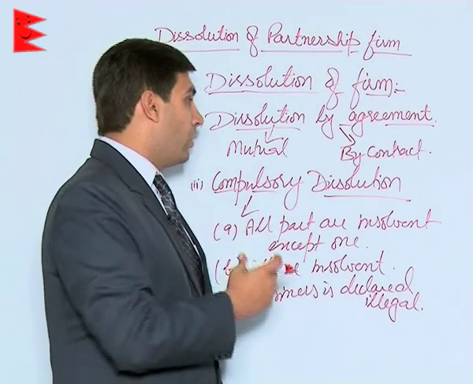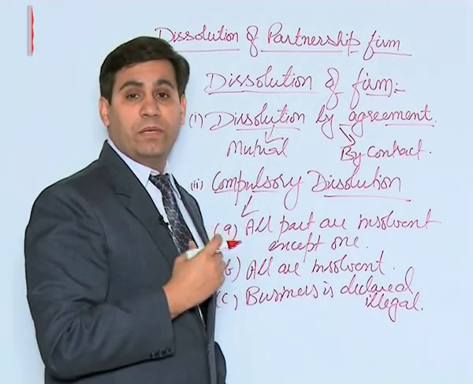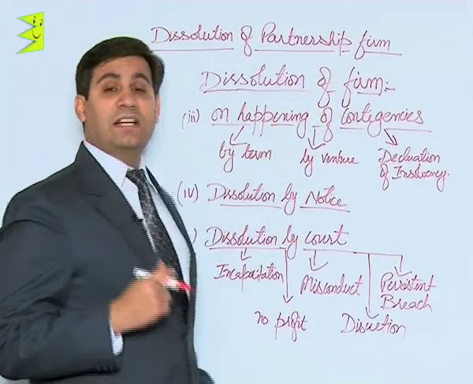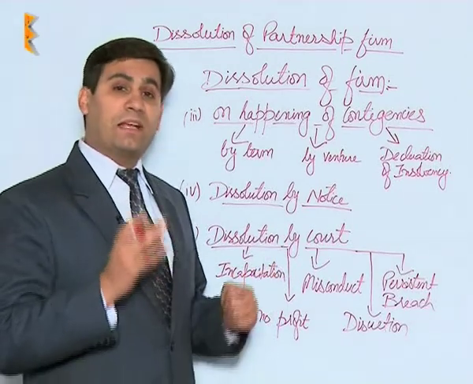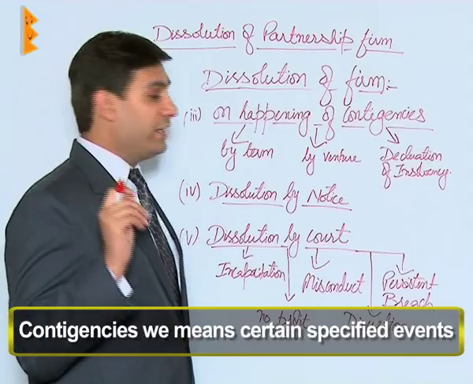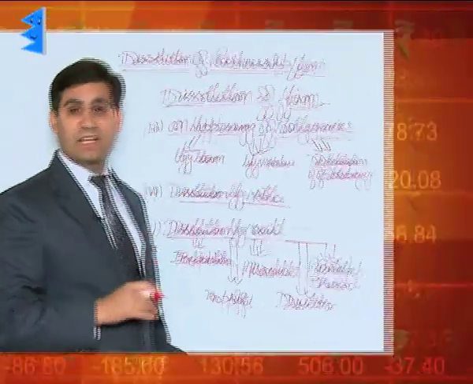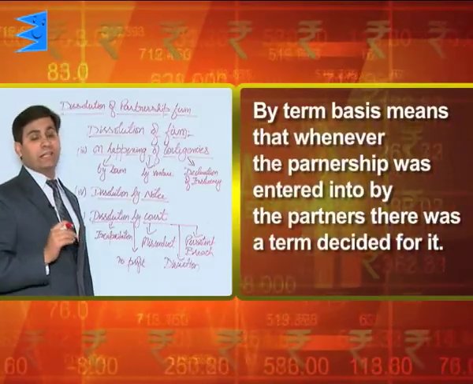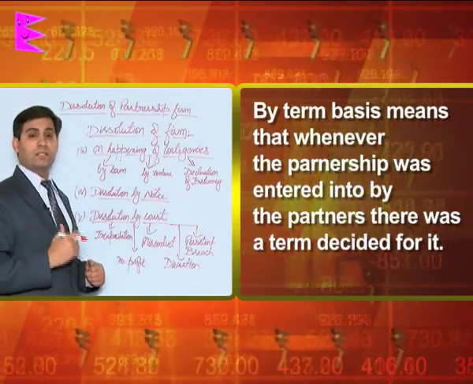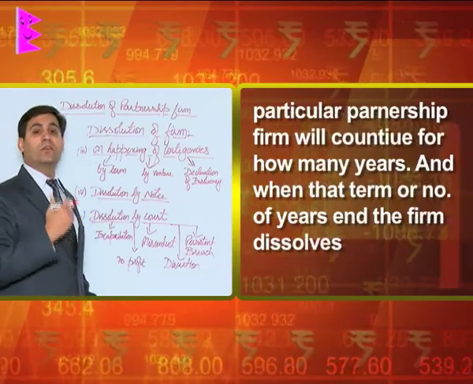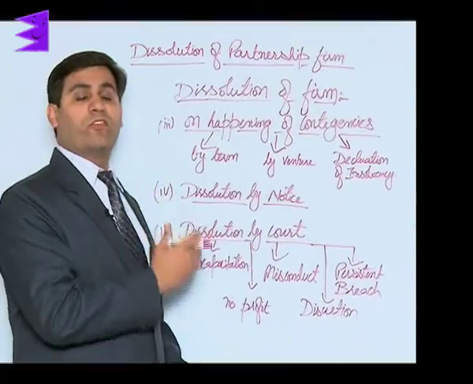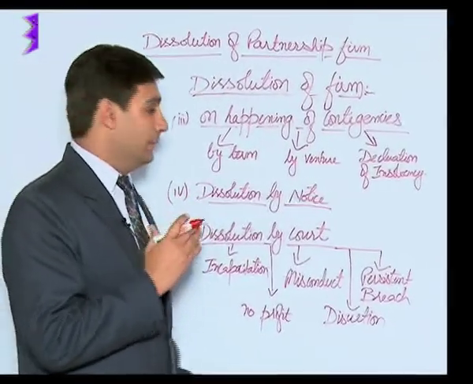Let us learn about some more methods through which a firm is dissolved. Next case is on happening of certain contingencies. By contingencies we mean certain specified events. Now students, the events can be by term basis. That is, whenever the partnership was entered into by the partners, there was a term decided for it. That is, that this particular partnership business will continue for 3 years, 4 years, 5 years or 10 years. So when that term ends, the firm itself comes to an end.